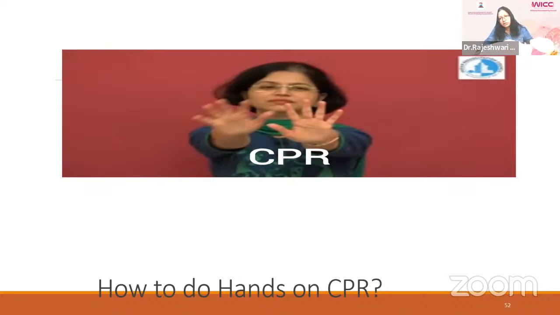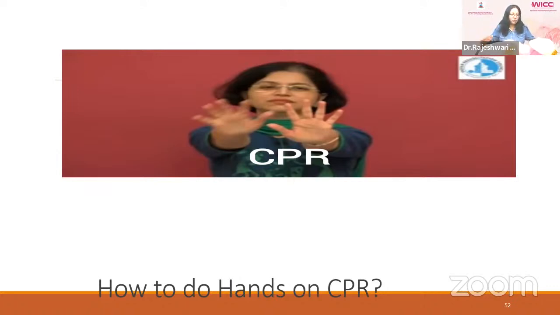Clinical response, first mantra: look, listen, feel. Then if no response, call for help and start the CPR. So the first thing before starting the CPR: look, listen, feel. AVPU. After that, call the emergency number. Tell them the location, address, name, everything. Don't cut the phone until the person on the other side cuts it. And then start with the CPR.